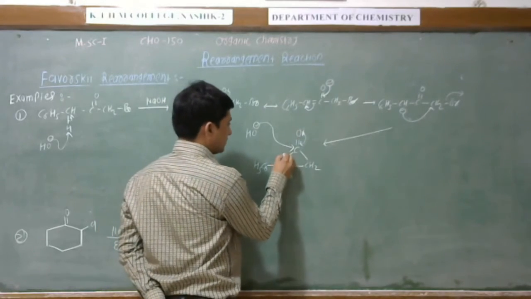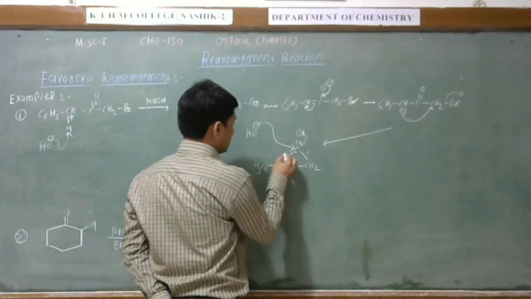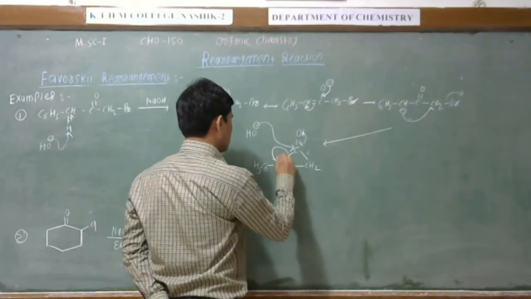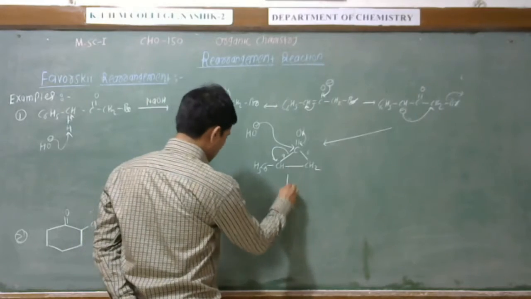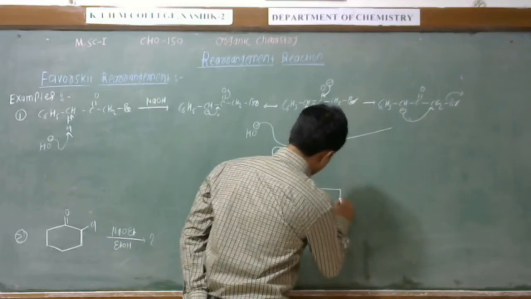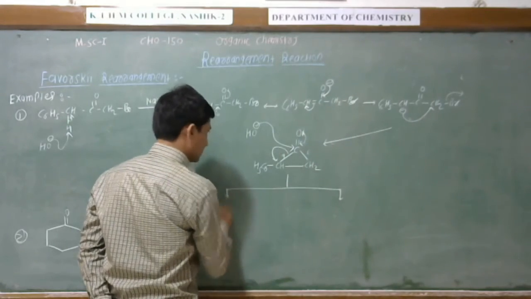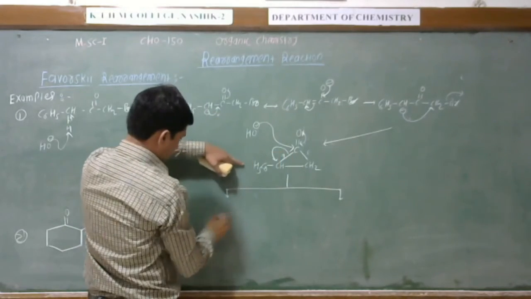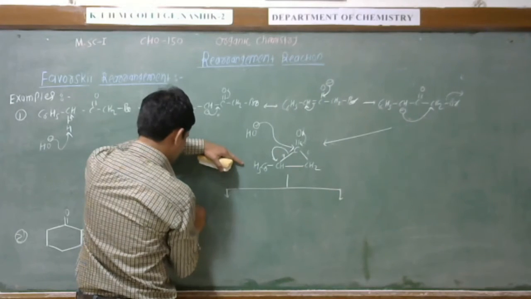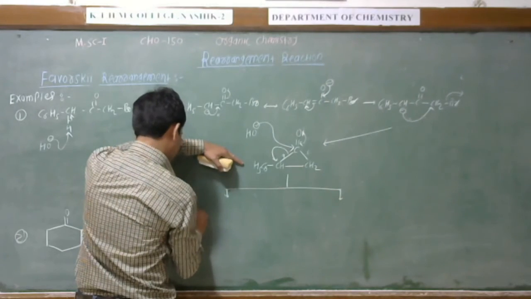So this is the A bond and this is the B bond. There are two possibilities: either opening of this A bond. After opening of this A bond, we get the new structure C. If this A bond is opened, then we can write from here C6H5.